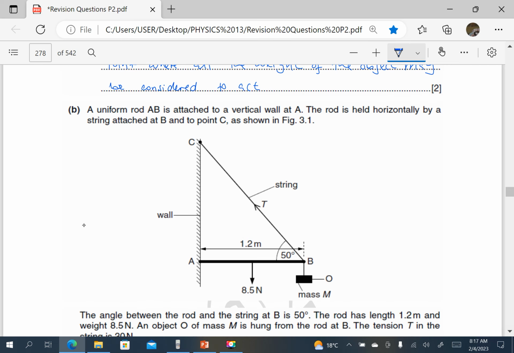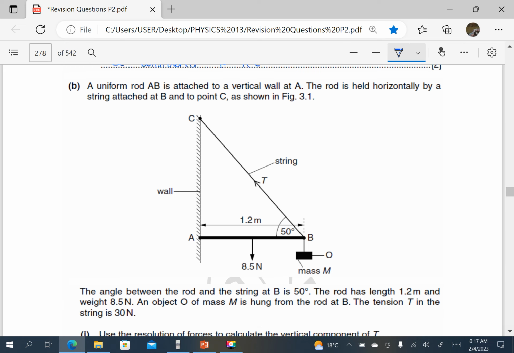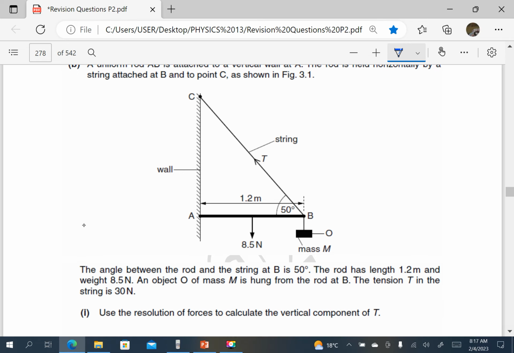A uniform rod AB is attached to a vertical wall at A. The rod is held horizontally by a string attached at end B and to point C, as shown in the figure. The angle between the rod and string at B is 50 degrees. The rod has length 1.2 meters and weight 8.5 newtons. An object O of mass m is hung from the end at B. The tension T in the string is 30 newtons.